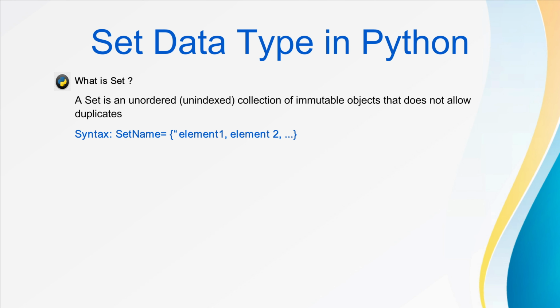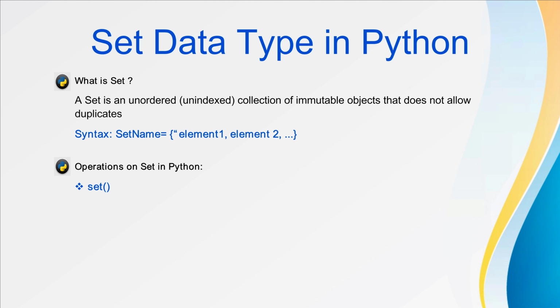A set is an unordered or unindexed collection of objects which are unique in nature. Sets won't allow duplicates and all the objects inside a set are not changeable. Sets can be created using curly brackets, like set name equal to curly bracket with the list of elements inside and closing of curly brackets. Okay. Now let's see what are the different operations which we can perform on sets.